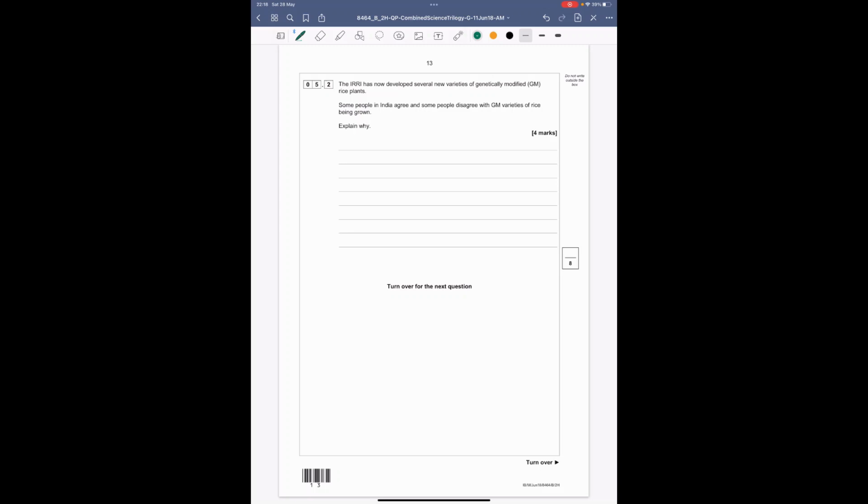Question 5.2. The IRRI has now developed several varieties of genetically modified rice plants. Some people in India agree and some people disagree with the GM varieties being grown. Explain why. So we can pretty much break this down into why do people agree with genetic modification and why do people disagree?